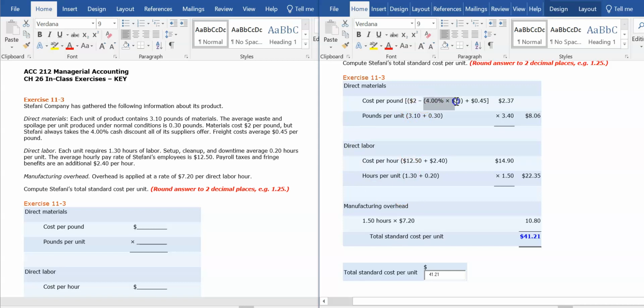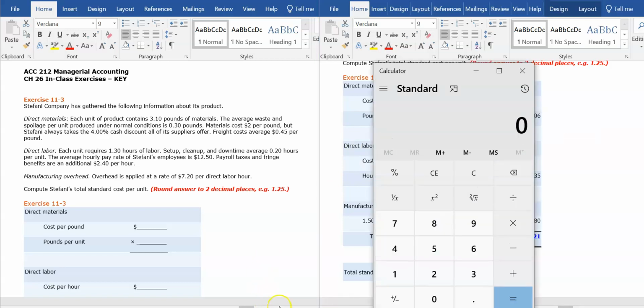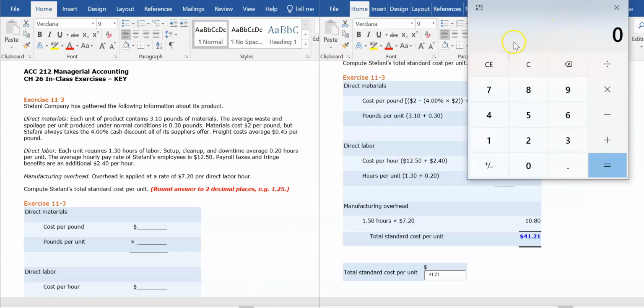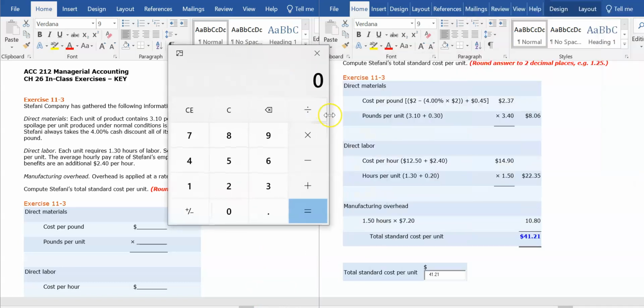which means the $2 cost per pound will go down by 4%. If I multiply the $2 per pound times 0.04, I come up with an 8-cent discount. So $2 minus the 8-cent discount brings the cost down to $1.92. But then we have to pay 45 cents in freight, bringing the standard cost per pound of material to $2.37.